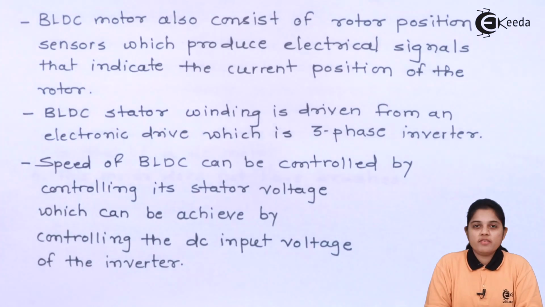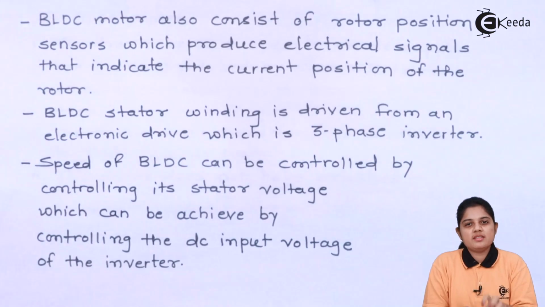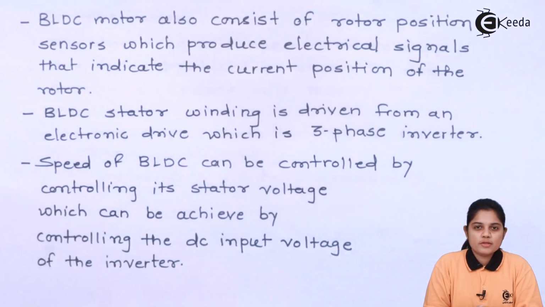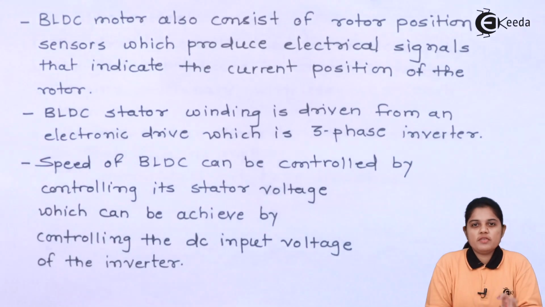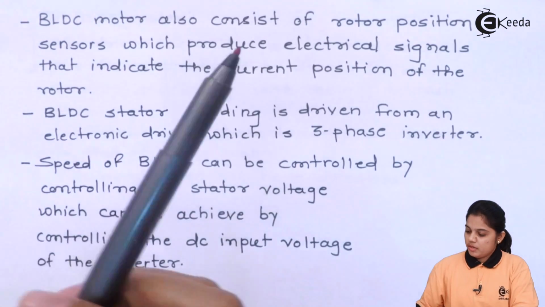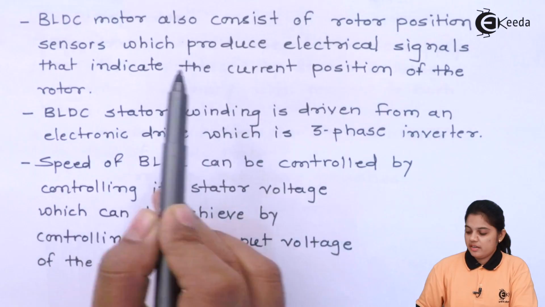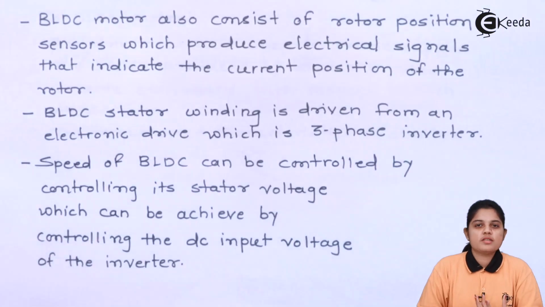Now here it is given that it has different types of sensors connected to it. These sensors are used to sense some electrical parameter. Basically, electrical to mechanical conversion is necessary here. So it will sense the electrical parameter which indicates the current position of the rotor. What is the rotor's current position? That can be given by the sensors connected to the BLDC motor.